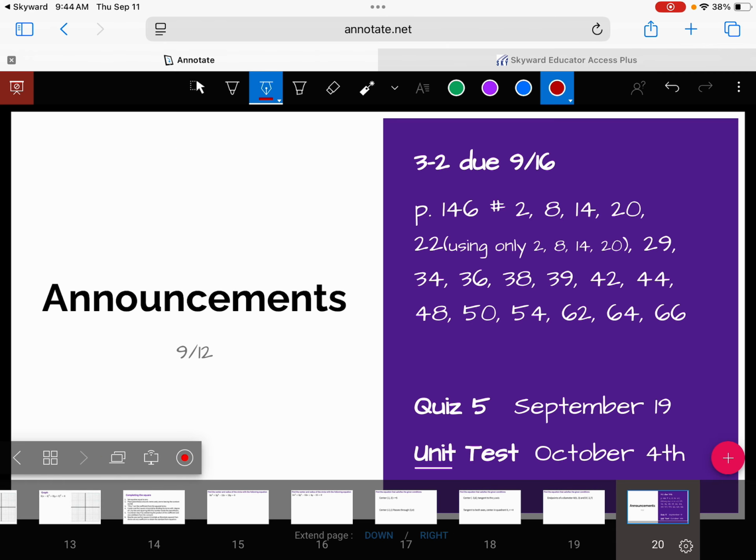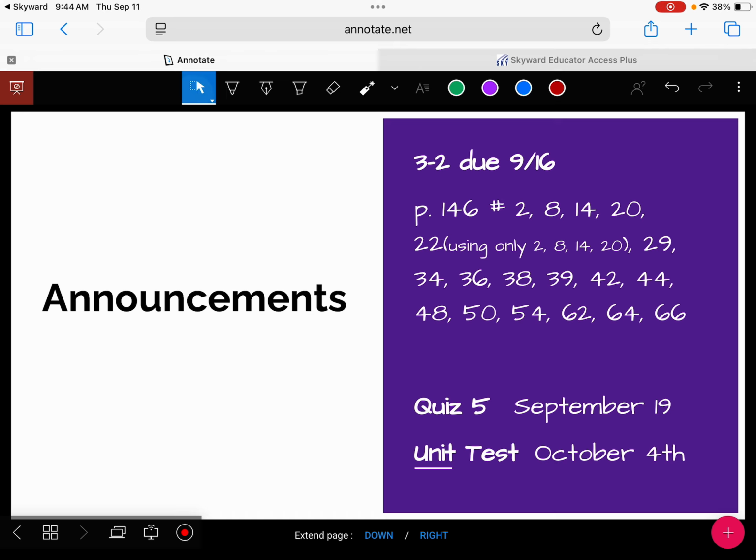We have started in section 3.2. Today is not the 12th, today is the 11th. What? I would just had the date on it from last year still.